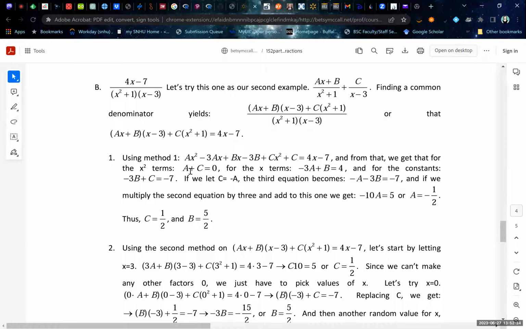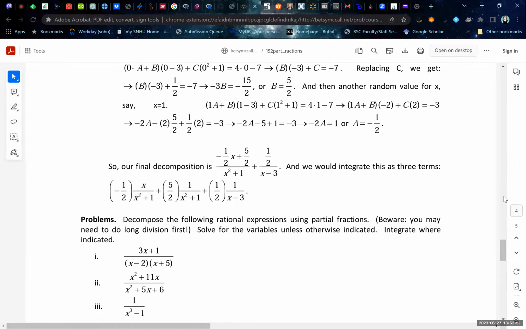And we can use our a plus c equals 0 so that we can say c is equal to negative a. Again, just using substitution, plug that in, and then we finish the algebra to get our remaining two constants. Again, I use a combination of elimination and substitution.